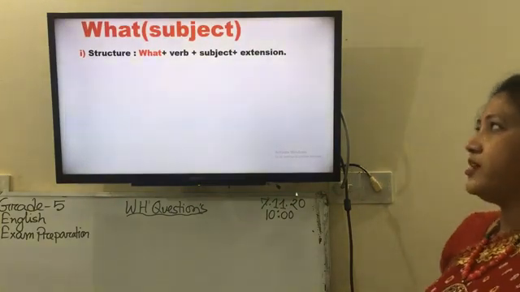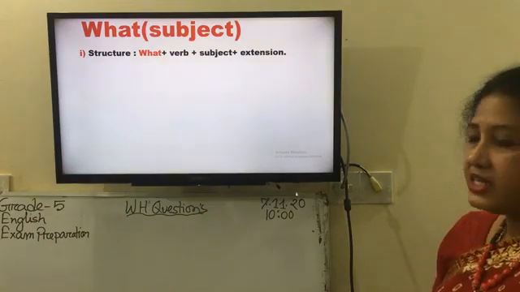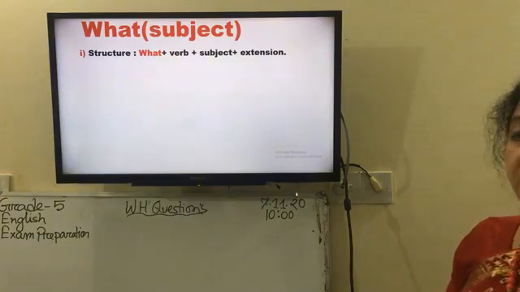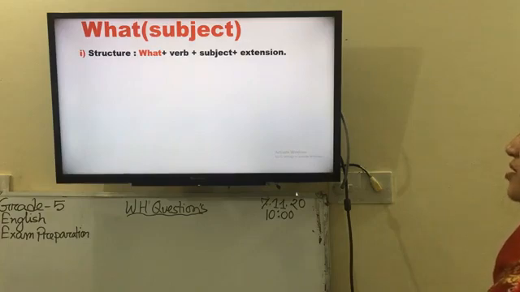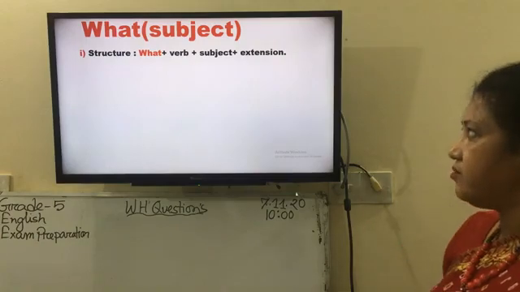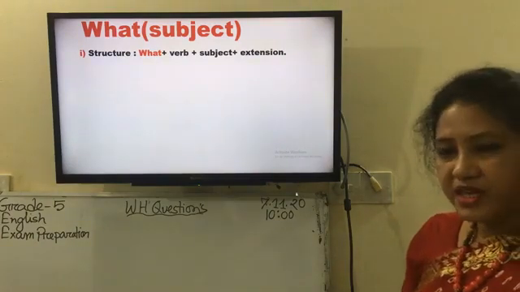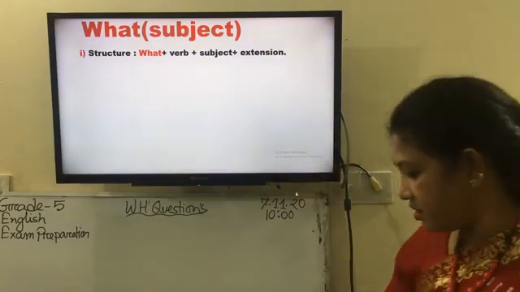Next one is what. What also indicates subject. There are two structures. The first structure is what plus verb plus subject plus extension. What, and then adding verb, and then subject, and then extension. So this is the subject.